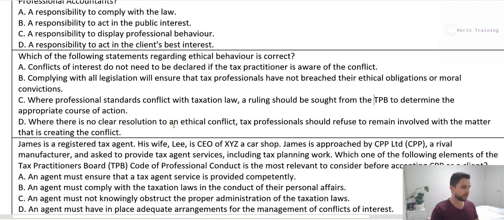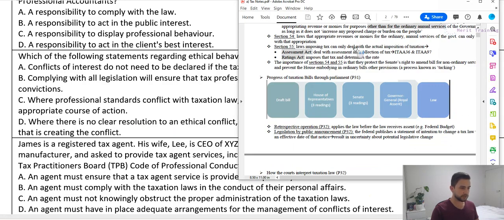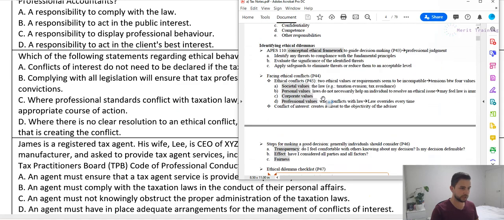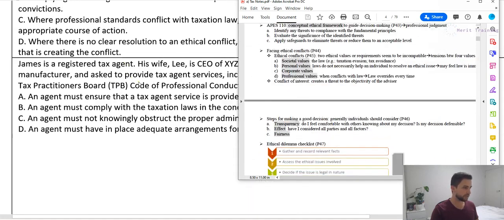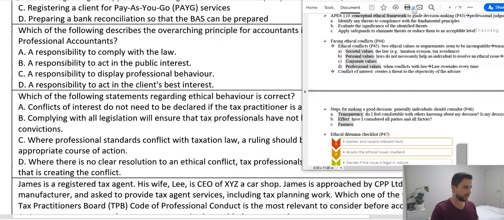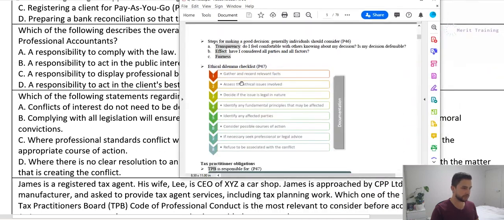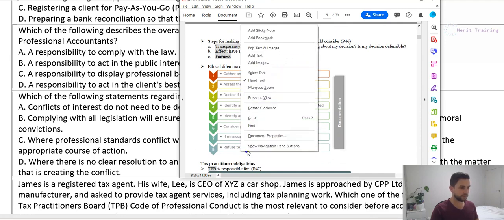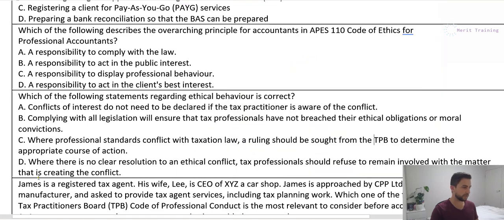So where there is no clear resolution to an ethical conflict, tax professionals should refuse to remain involved with the matter that is creating the conflict. Okay, so this one is correct because we know from our flowchart that the last step on this is where, if there's no clear resolution, they've gone through all the steps, they've considered all the possible courses of action, and if there's no clear resolution, then you need to refuse to be associated with the conflict. So clearly D is correct.